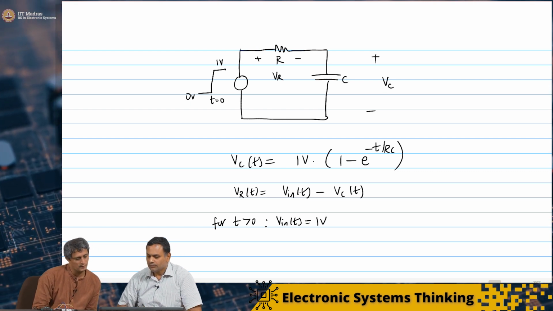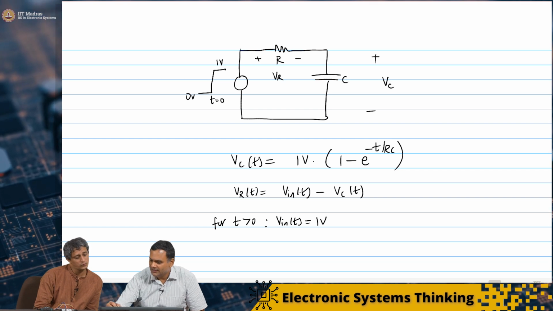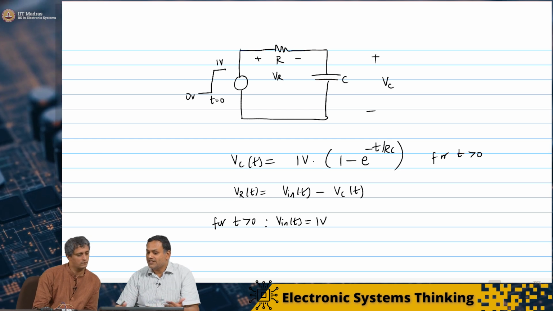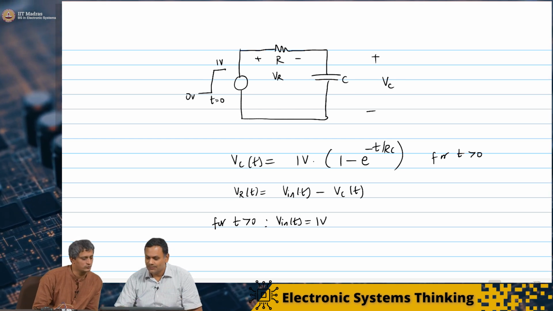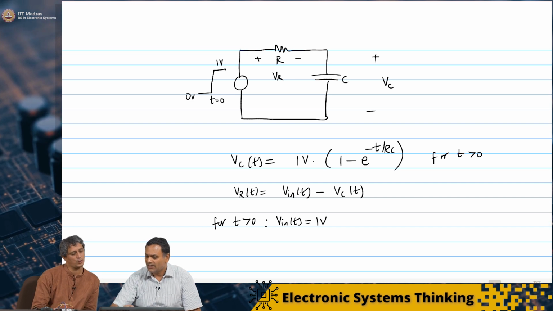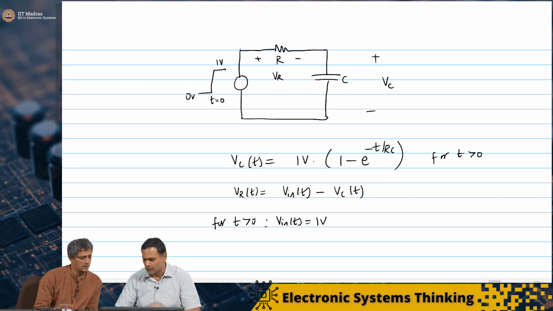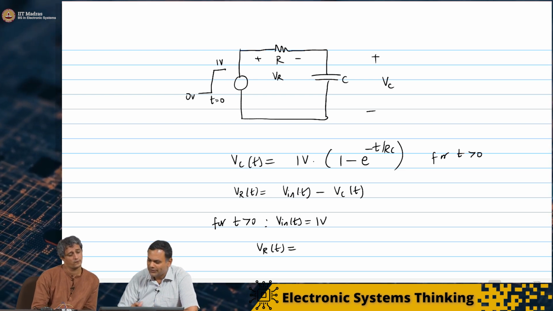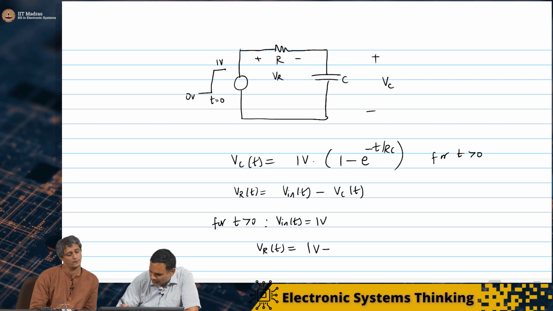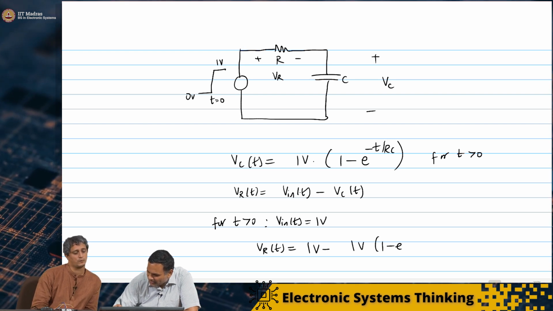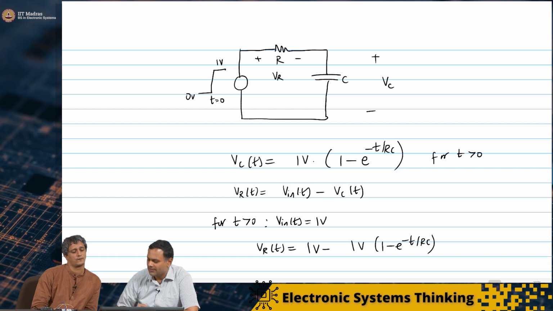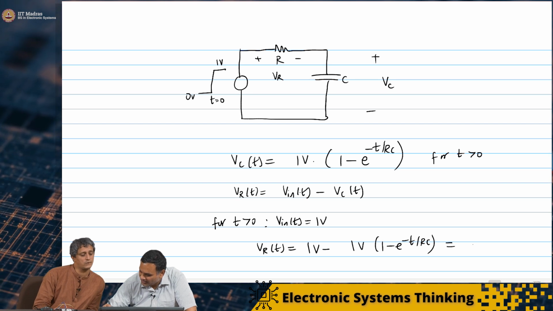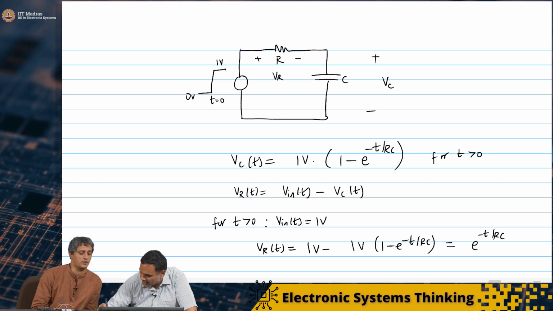And VC of t is this expression, because for t less than 0 anyway VC of t is 0. It's just discharged. So this expression is going to be valid for t greater than 0. VR of t is simply going to be 1 volt minus 1 volt into 1 minus e power minus t by RC. So this is simply nothing but e power minus t by RC in volts.